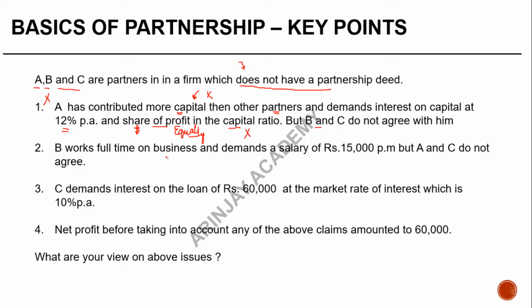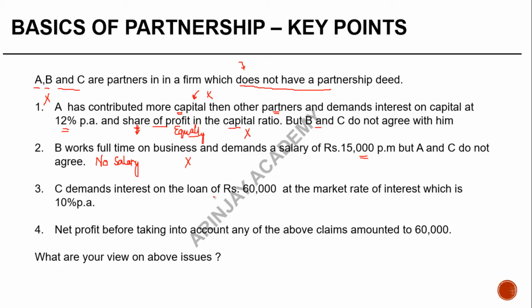B works full-time on the business and demands a salary of 15,000 per month, but A and C do not agree to it. Again, in terms of the provision of the Partnership Act, if there is no partnership deed, there is no salary which has to be paid to any of the partners, and therefore the claim of B that he should be paid salary cannot be accepted.